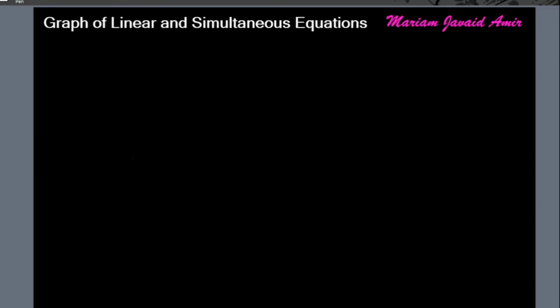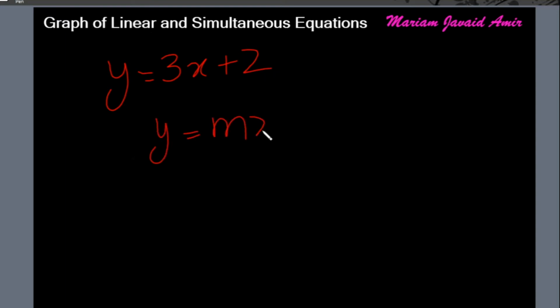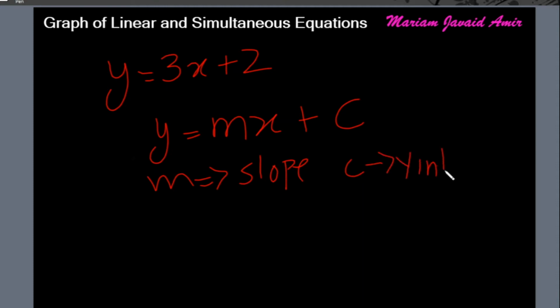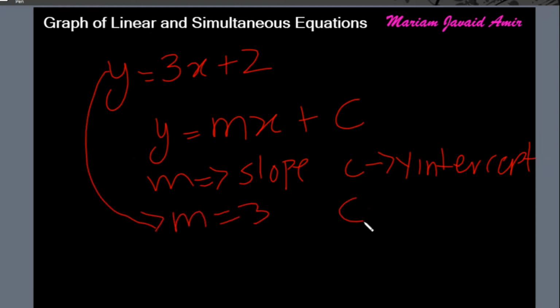And the equation of a linear equation is of this form: y equals, let's say, 3x plus 2. The general form is y equals mx plus c, where, if you remember, m was the slope and c is the y-intercept. So if I take this equation, the slope will be 3 and c will be 2.